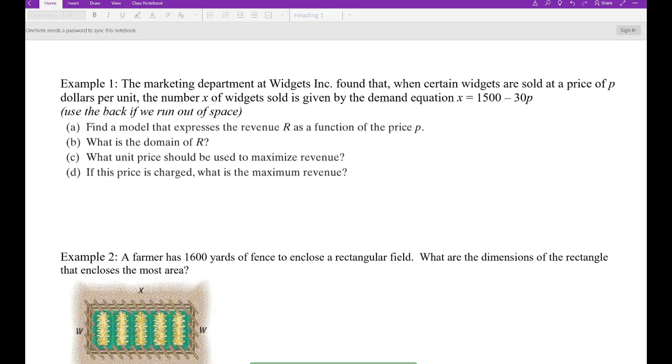Example uno. James A., can you please help me read example 1? Example 1. The marketing department at Widgets Incorporated found that when certain widgets are sold at a price of $P per unit, the number X of widgets sold is given by the demand equation X equals 1,500 minus 30P. Very good. So we have 4 parts. If you don't have enough space, please use the back. A. Find a model that expresses the revenue as a function of price P.